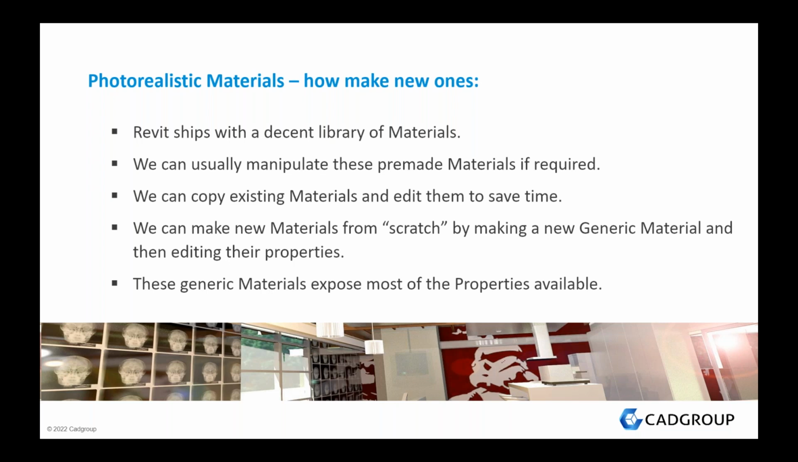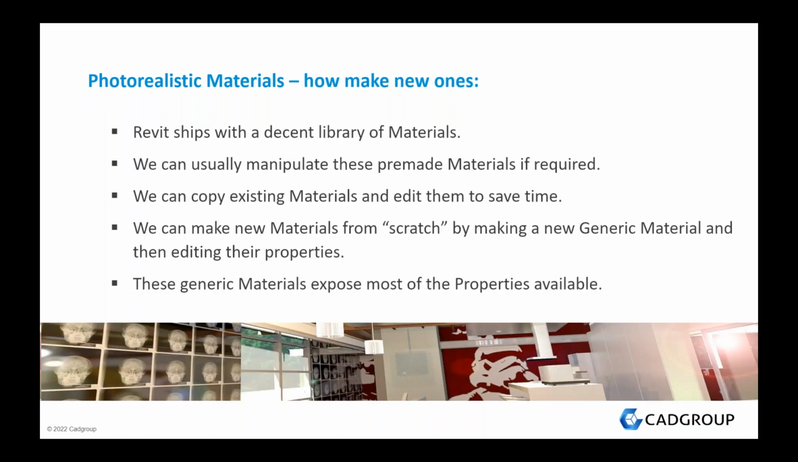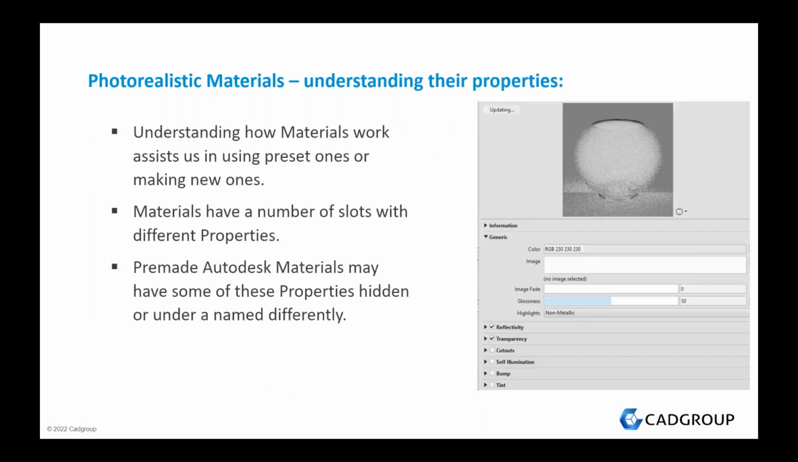Now, when I say all of the properties available to Revit photorealistic materials, if you open those materials up in something else like 3ds Max, then you're probably going to see other controls that are sort of hidden by Revit. But in this context, we're talking about what you can do inside Revit. So those generic materials are your starting point to create a completely bespoke material. Not to say that there's anything wrong with using a pre-made material. If you have something that's really close to what you want, then there's no point in reinventing the proverbial wheel.